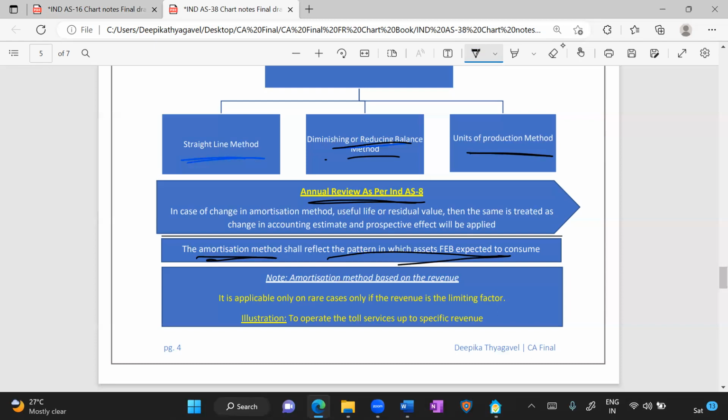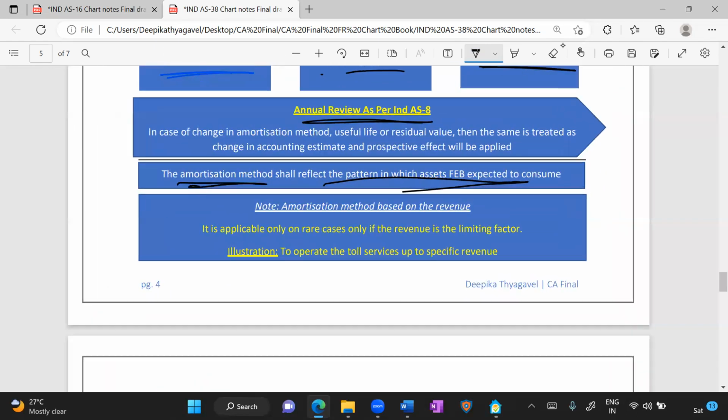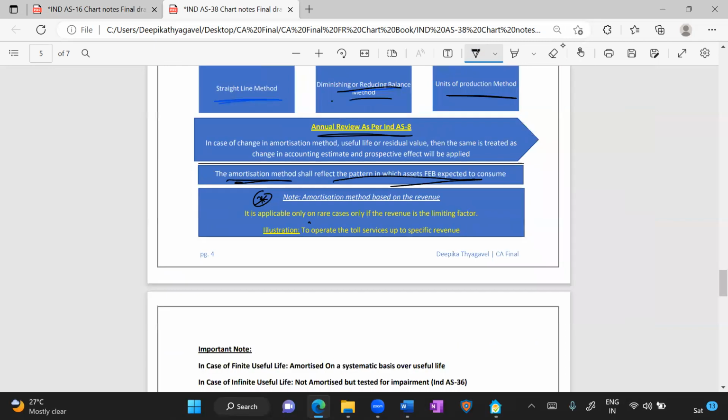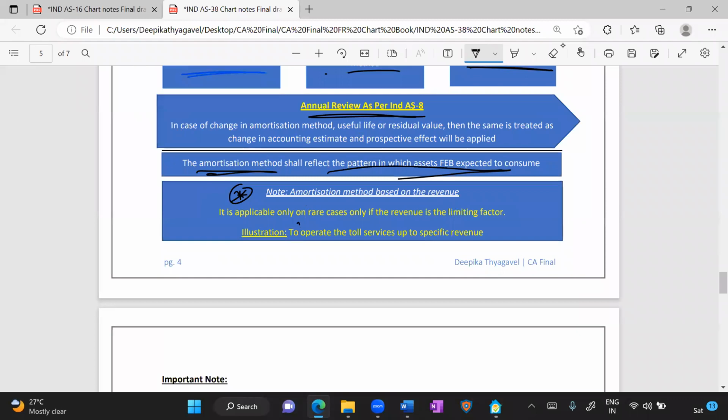What should your amortization method reflect? It should reflect the pattern in which the future economic benefit is going to flow to the entity, right? Next, a very important point here, a special point which you would not have seen in PPE. The standard says that the amortization method can also be based on revenue. So amortization based on revenue is something that you would not have seen in Ind AS 16. This is something that you will very rarely use, you will not find it very commonly, but the standard says yes, amortization can be based on revenue, applicable only in rare cases.